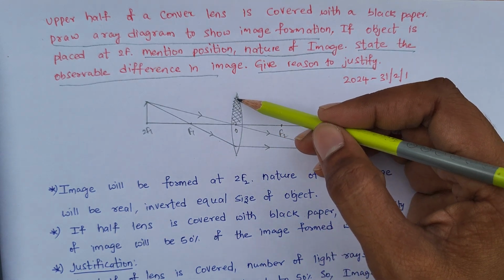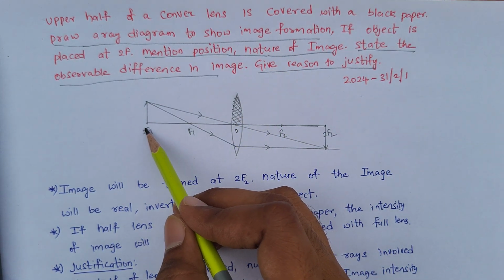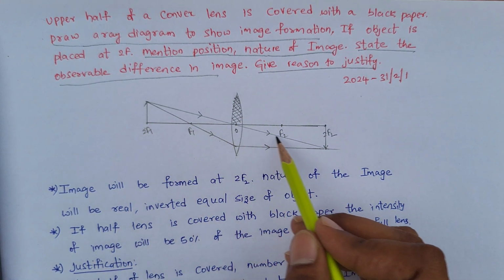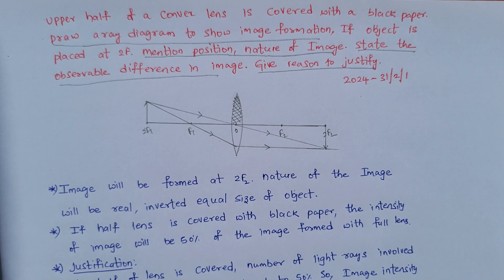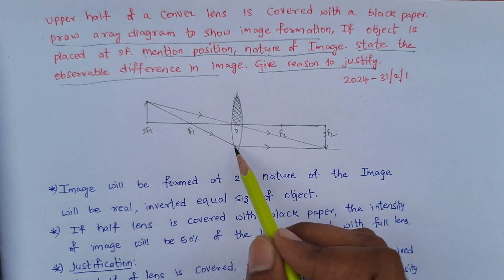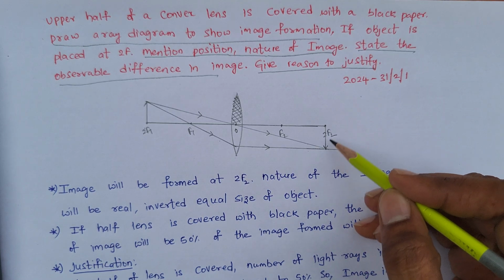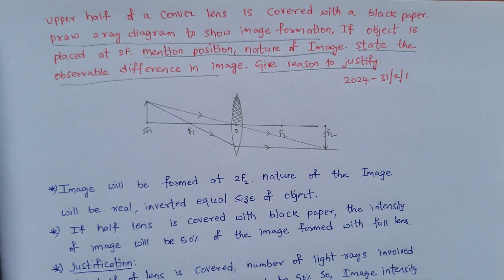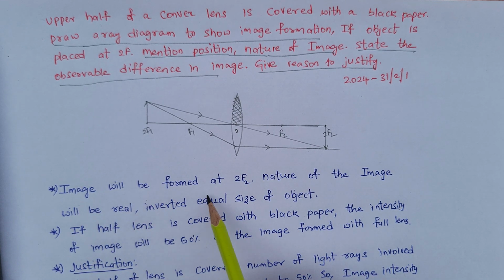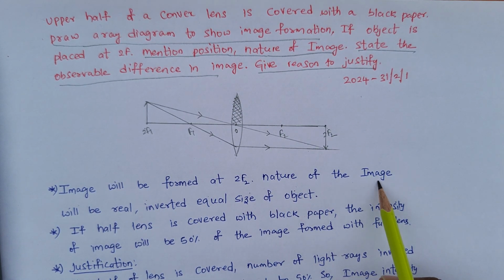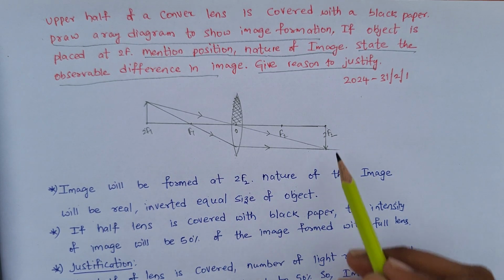So half of the lens is covered and we have taken object at 2f1. One light ray passing through optical center, so it passes without any deviation. One more light ray passing through focus, so it passes parallel to principal axis. So they both met at a point which is exactly below 2f2. So what can we say? After drawing ray diagram, we can say that image will be formed at 2f2. Nature of the image will be real, inverted and equal size of the object.